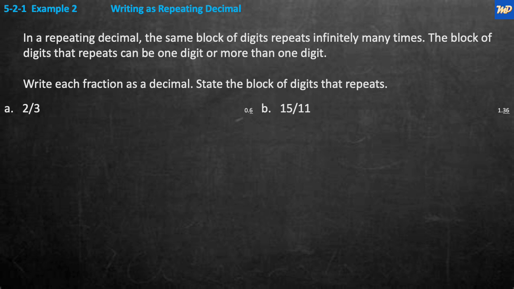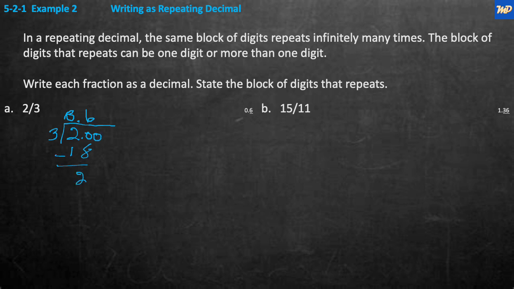So, we're going to say 2/3. Well, the previous slide said divide the numerator by the denominator to convert to a decimal. So, we're going to do that right now. We're going to say 2 divided by 3. I'll put the decimal point in because I know we're going to have one. 3 goes into 2 0 times. So 3 goes into 20. How many times? 6 times. 6 times 3 is 18. 20 minus 18 is 2.